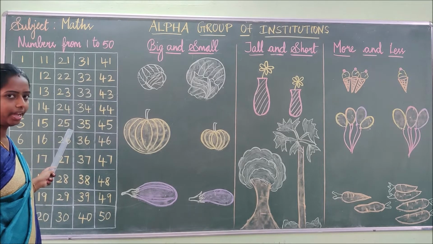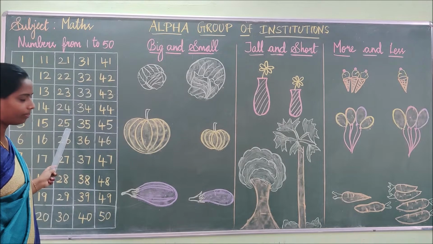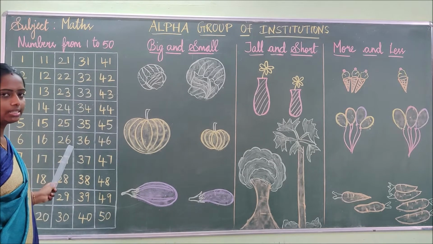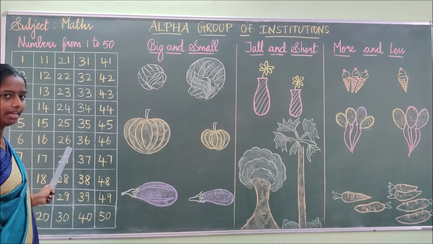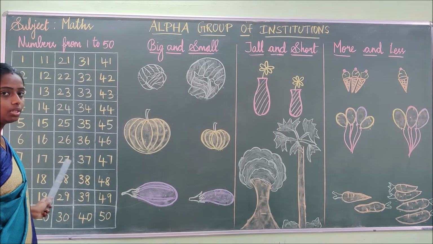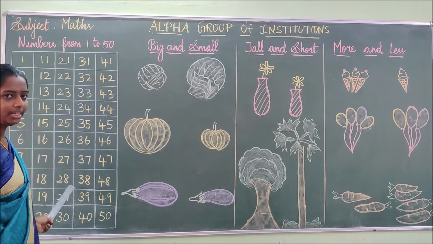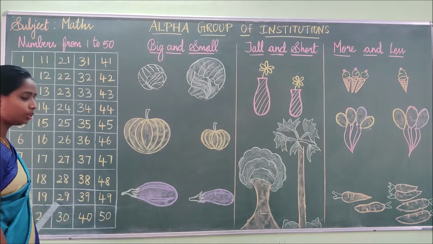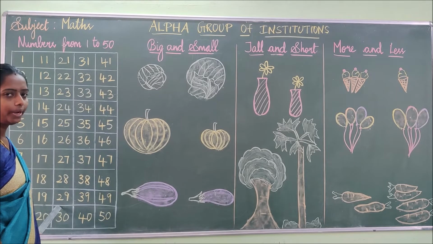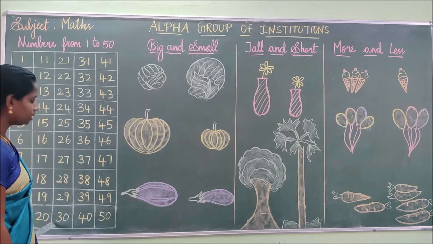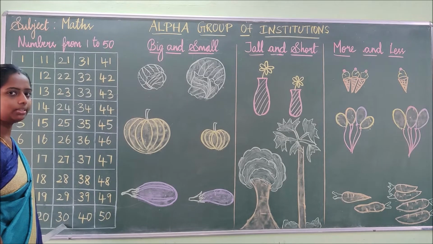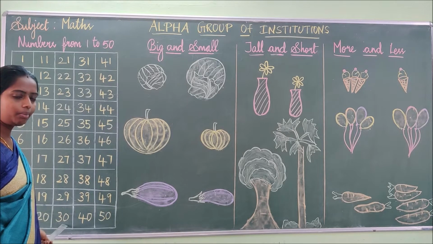2, 5, 25. 2, 6, 26. 2, 7, 27. 2, 8, 28. 2, 9, 29. 3, 0, 30. Then what is the number that comes after 30, children?